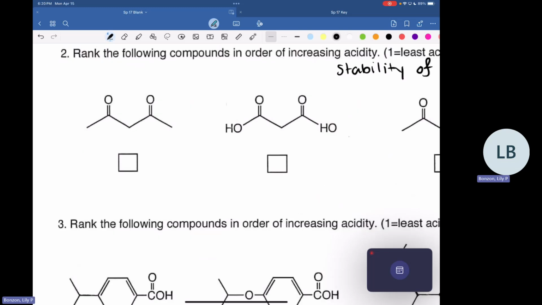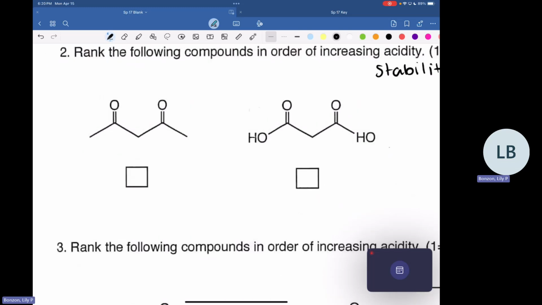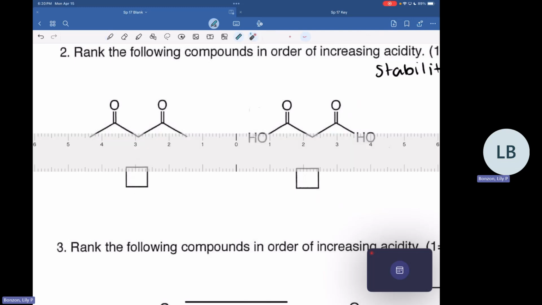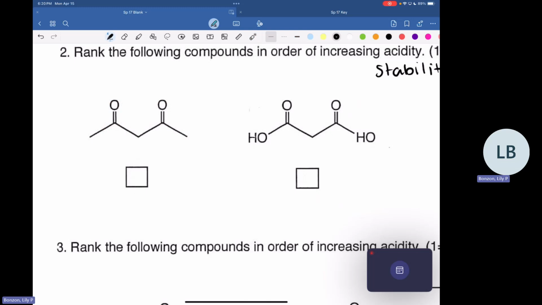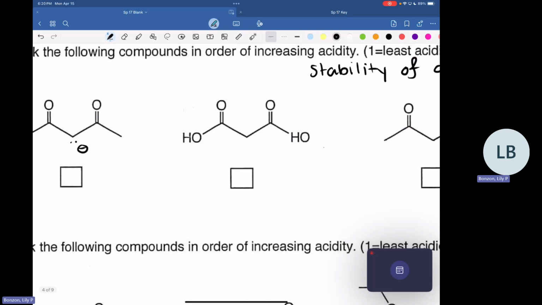Over here on the left, we just have these two ketones. If you've been paying attention to your NaOEt reactions, anytime we have a carbon in the middle of two ketones like this, the carbon in the middle is going to be the most acidic. So this one will be our carbanion.